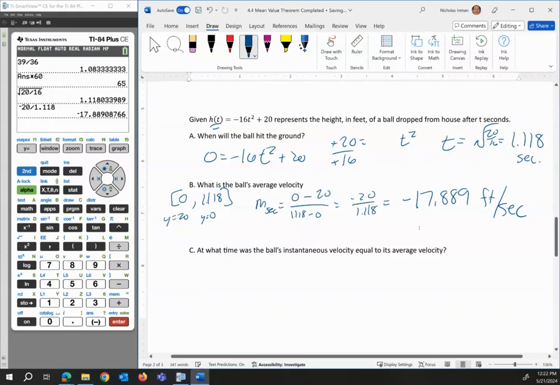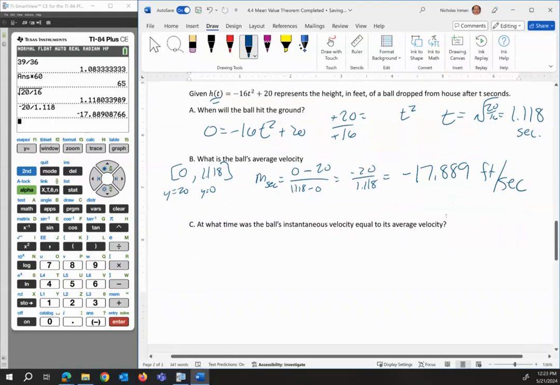So our average speed was negative because the ball was dropping, 17.889 feet per second. Right? So we drop about 17, 18 feet every second. It took just over 1 second to hit the ground, so that should hopefully make sense.